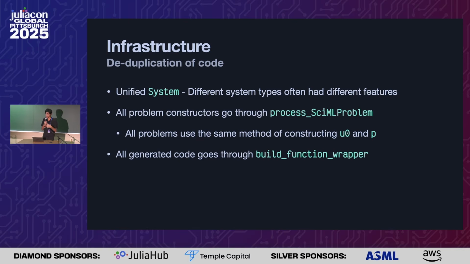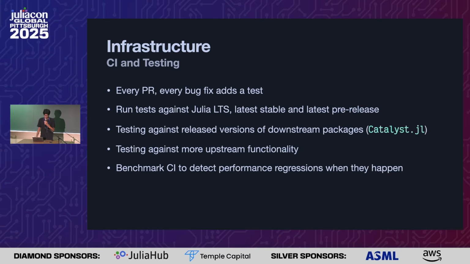And in a similar vein, all of the generated code goes through build function wrapper. It's an internal function. Please don't try and use it. But it ensures that any optimization that we do to our generated code is just applicable everywhere across every single function that Modeling Toolkit generates.